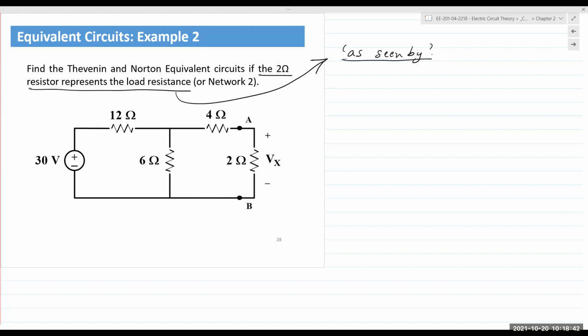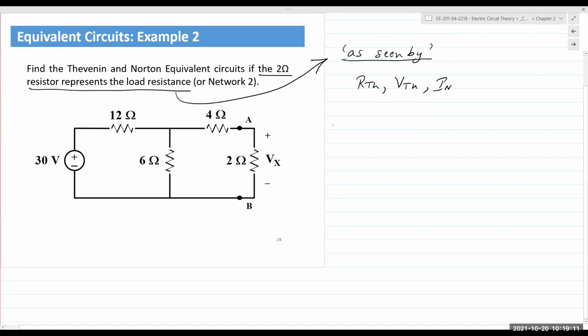That is basically RL, the load. It's a load resistance. It does not affect the circuit at all. So we need to find 3 quantities: RTH, VTH, and IN. Now, I always tell students, start with RTH because that's the simplest one. You solve that one first. It gives you some confidence that you can solve for the rest of the circuit also.